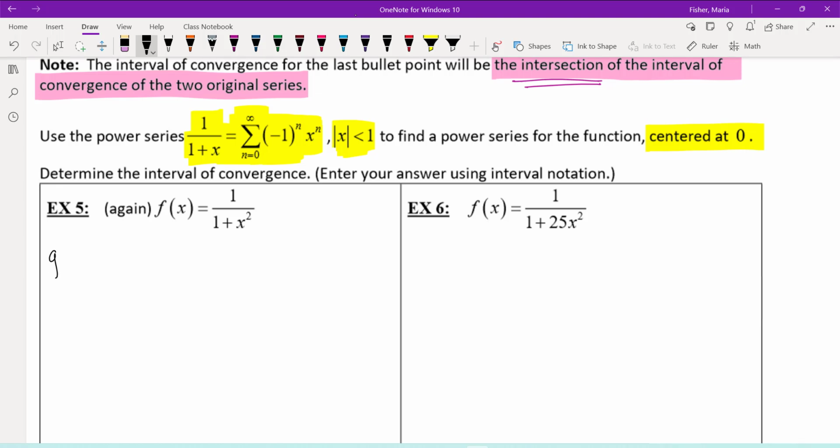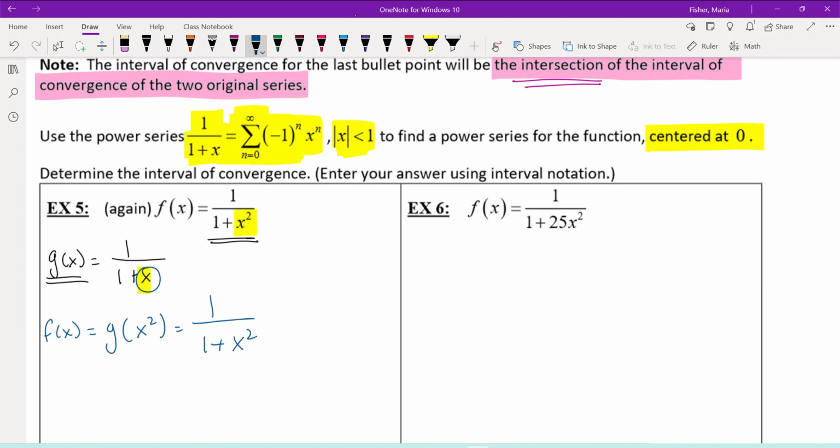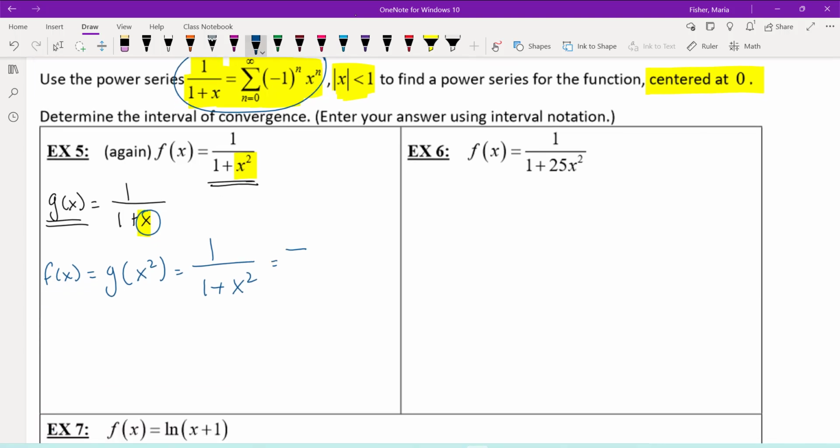If we had, let's call it g of x equal 1 over 1 plus x, the difference between my function here and this function here is that this one has an x and this one has an x squared. So if f of x is equal to g of x squared, we would then write 1 over 1 plus, well, this x would become x squared. Basically, what we can do is say, hey, if I already know what this formula is, then it's just going to be the sum from n equals 0 to infinity of negative 1 to the n, but then instead of writing this x, I have to write x squared and then raise it to the nth power.